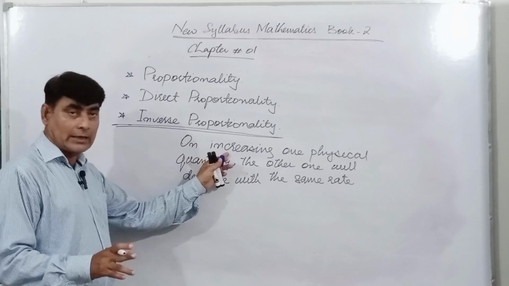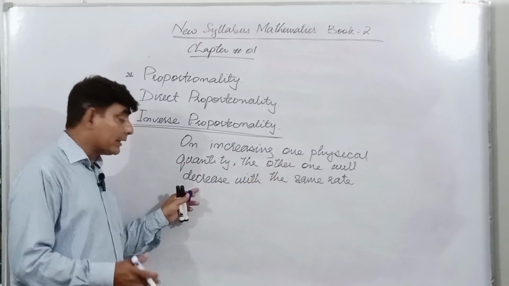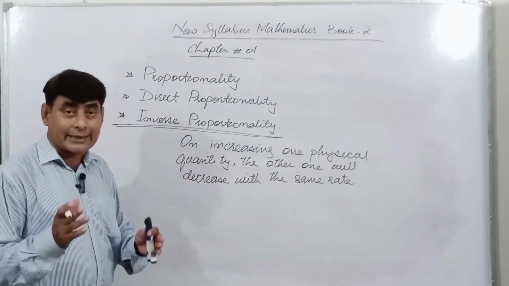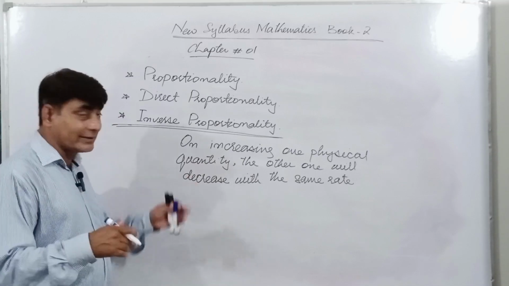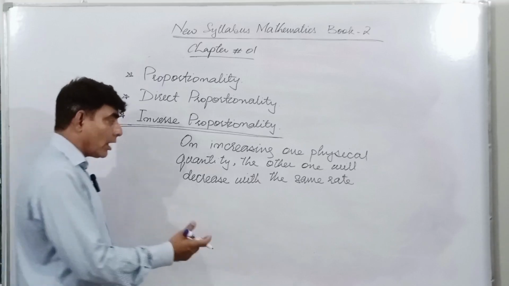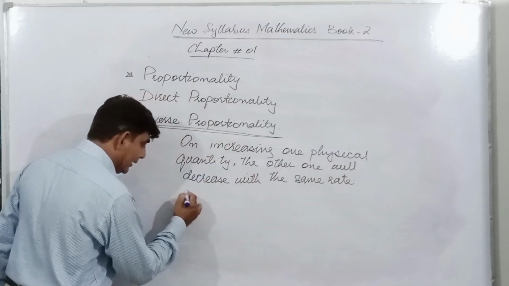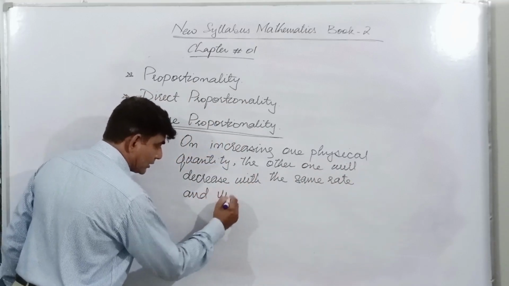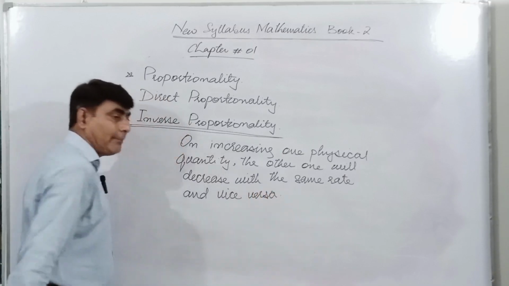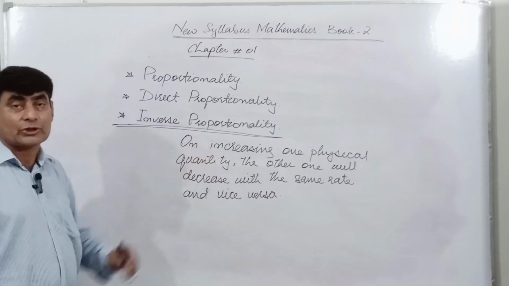And on decreasing one physical quantity, the other quantity will increase with the same rate. So the two quantities are in opposite direction. So rather than saying on decreasing one, the other one will increase with the same rate, we write down "same rate and vice versa", meaning to say same process in opposite direction. This is the definition of inverse proportionality.